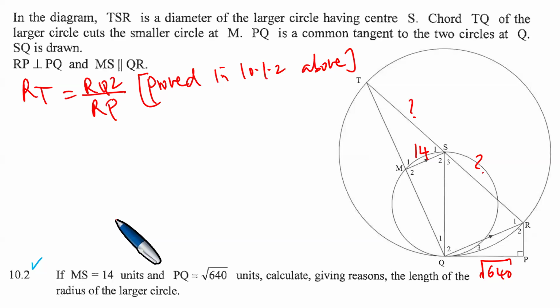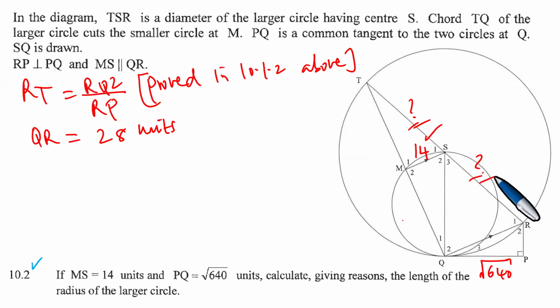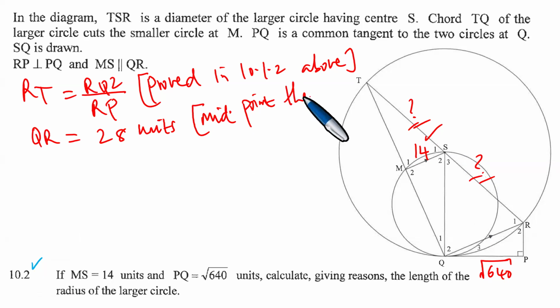Right, so MS is 14 units. And then QR is exactly 28 units. Why would QR be 28, if this is 14? Because S is the midpoint. From grade 10, there's something we call the midpoint theorem. So this one is 28 units.